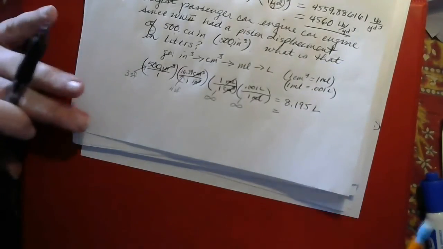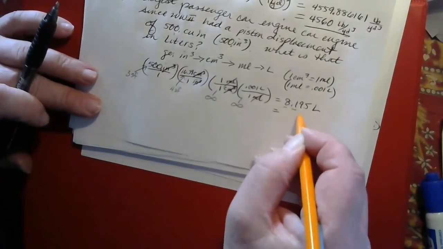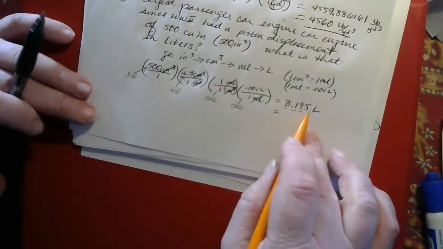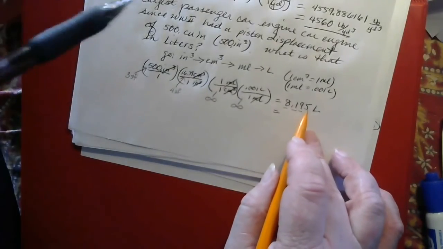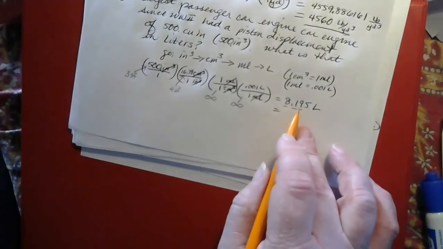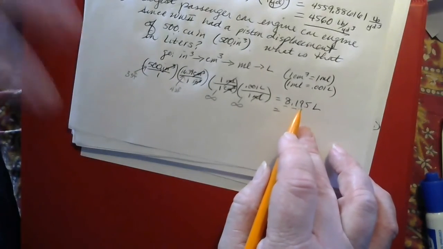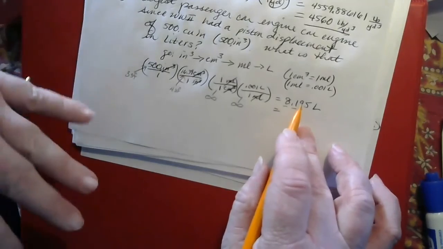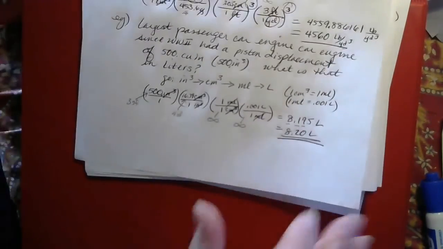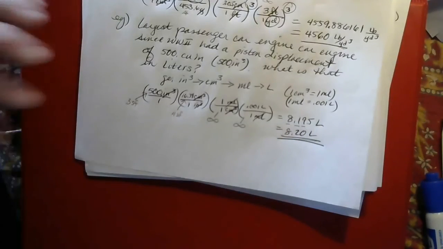All right, this gets interesting, because that means 8 and the 1 and the 9 are all significant, but the 5 has to go. But the rule is that if the number you're dropping is 5 or greater, then the number before it has to go up by 1. Well, the number before it is 9, so if that goes up by 1, that's basically 10, and you carry the 1, and so it becomes 8.20. So that would be the correct answer to the correct number of significant figures, 8.20. And that's right, it was an 8.2 liter engine.